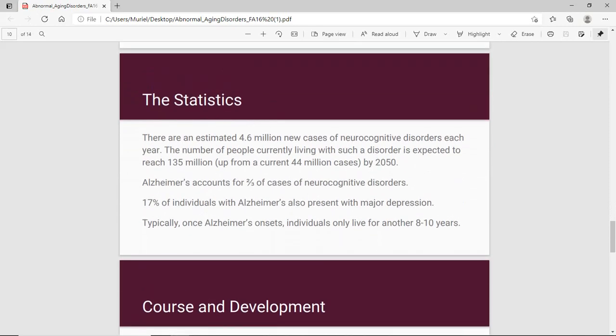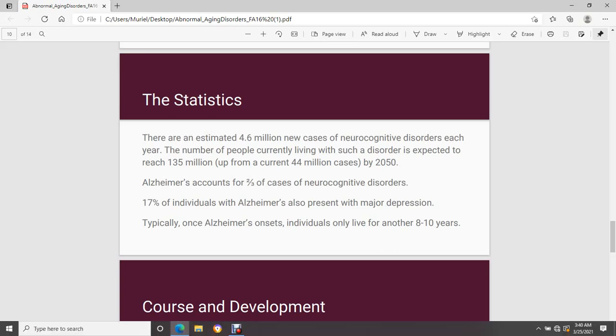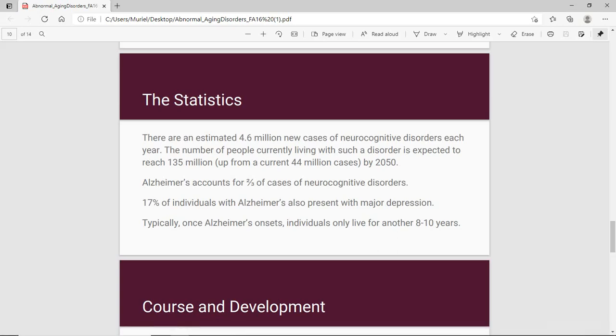The statistics. There is an estimate of 4.6 million new cases of neurocognitive disorders each year. The number of people currently living with such disorders is expected to reach 135 million by 2050, up from the current 44 million cases. Alzheimer's accounts for 2/3 of cases of neurocognitive disorders. 17% of individuals with Alzheimer's also present with major depression. Typically, once Alzheimer's onsets, individuals only live for another 8 to 10 years.